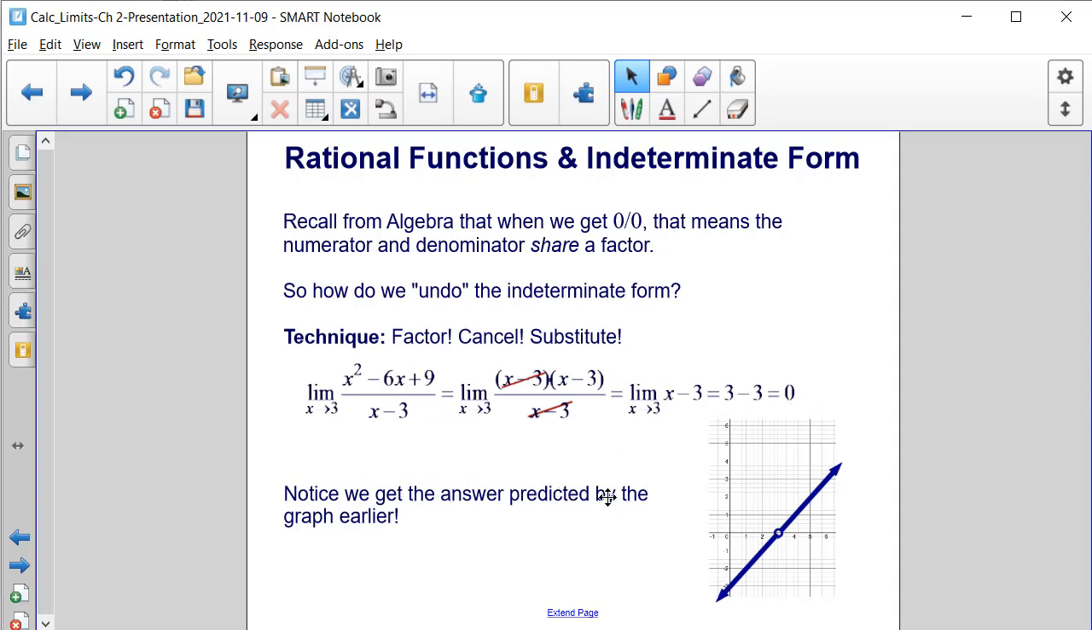Notice we get the answer predicted by the graph that was shown earlier, because we're approaching 3 from both the left and the right, and when we do that, we are approaching a y value of 0. So it does provide us with the same solution that we had found earlier when we used a graph.